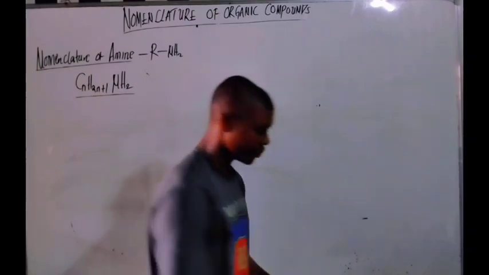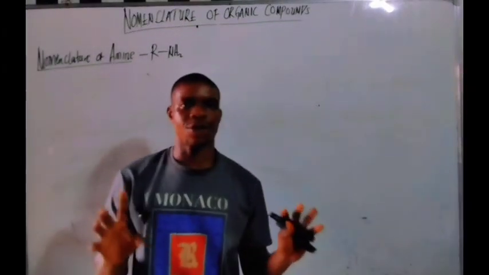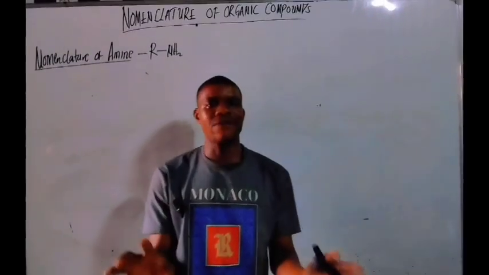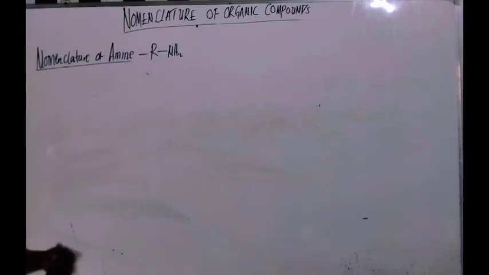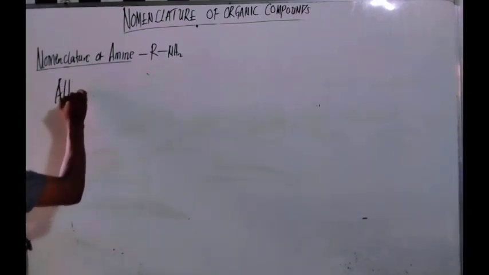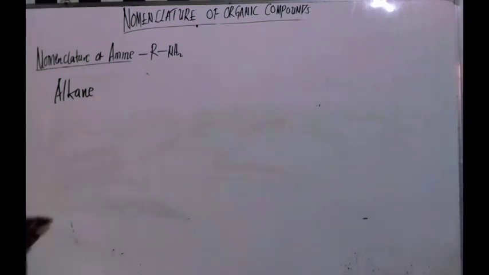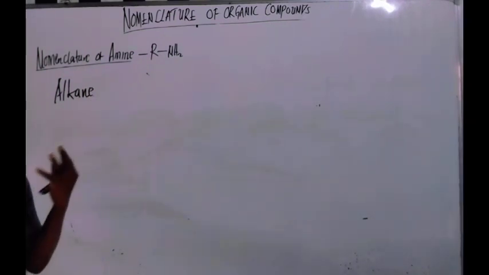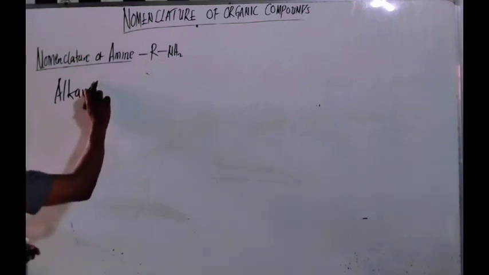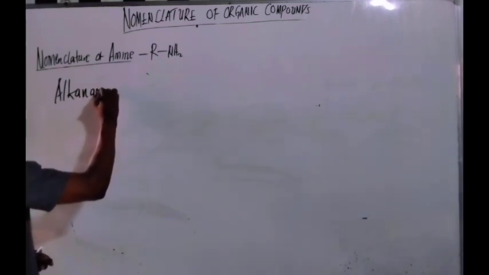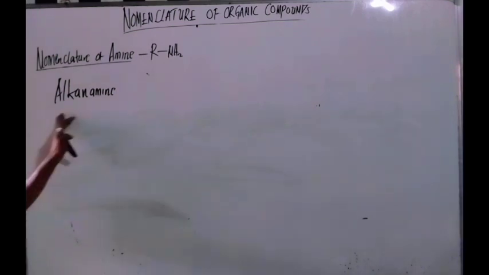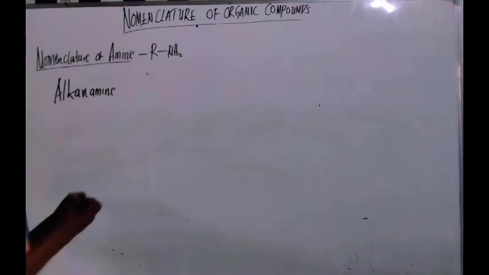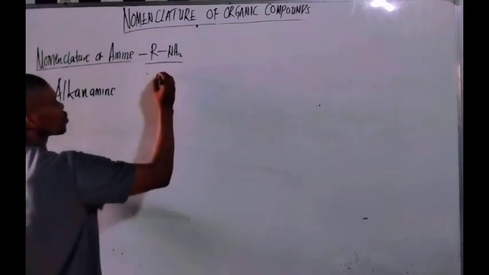Now, amine is derived from the corresponding alkane. Once you master the nomenclature of the alkanes, every other thing becomes easy for you. So amine is derived from alkanes. When we remove the E from the alkane and replace it with amine, it's called an alkanamine. Do you understand? So this one is called alkanamine.